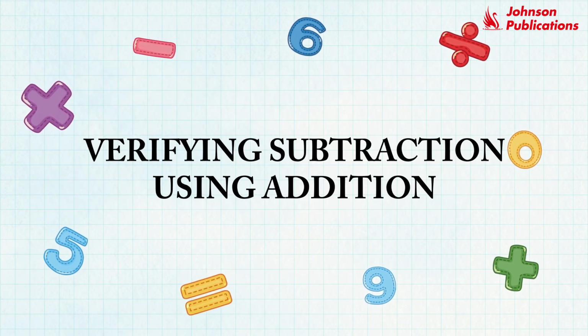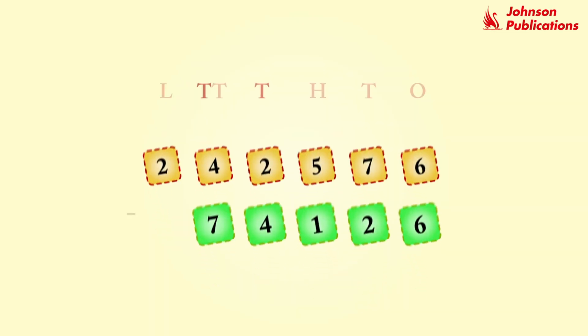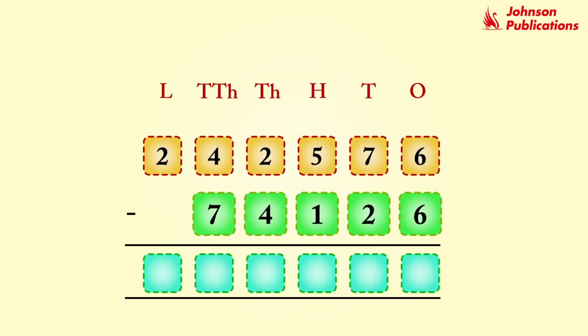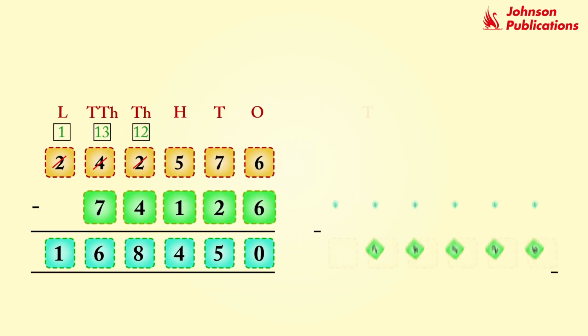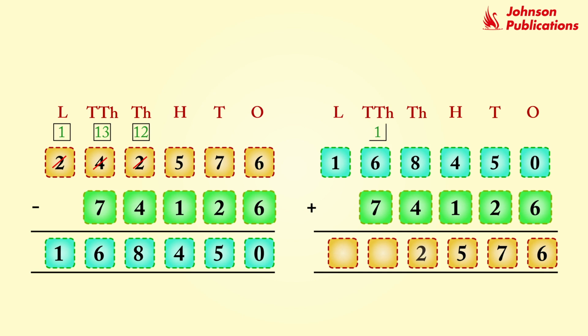Verifying subtraction using addition. Subtract these two numbers and verify the answer using addition. We subtract the numbers first and get the difference. Now let us check if our answer is correct. Difference plus subtrahend equals minuend. Thus, the answer obtained in the subtraction is correct.